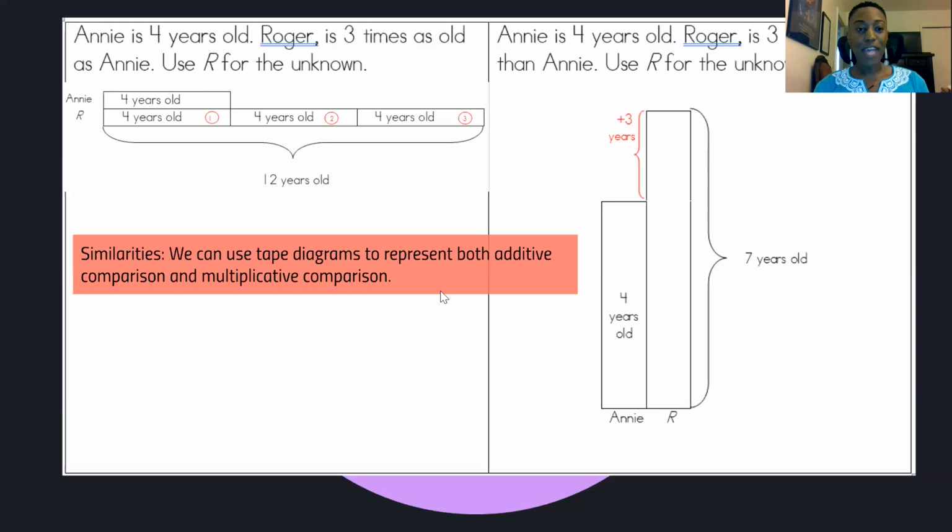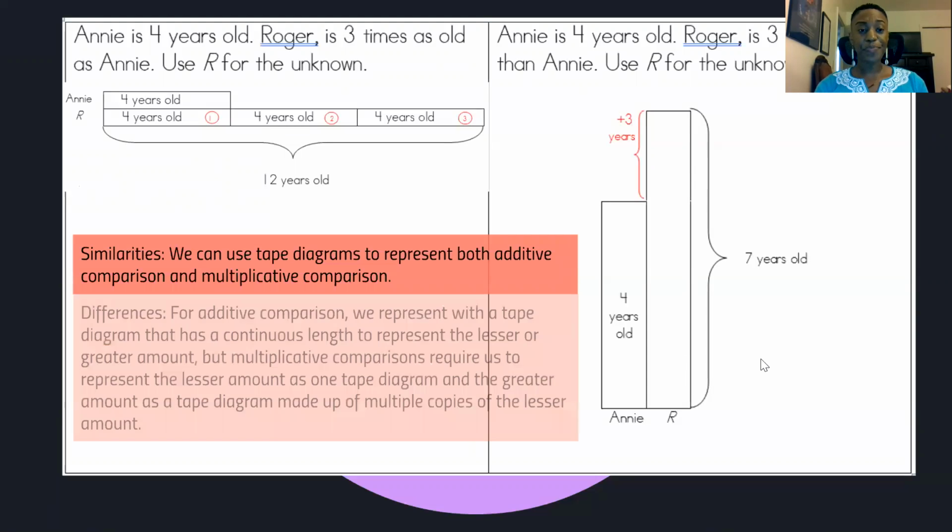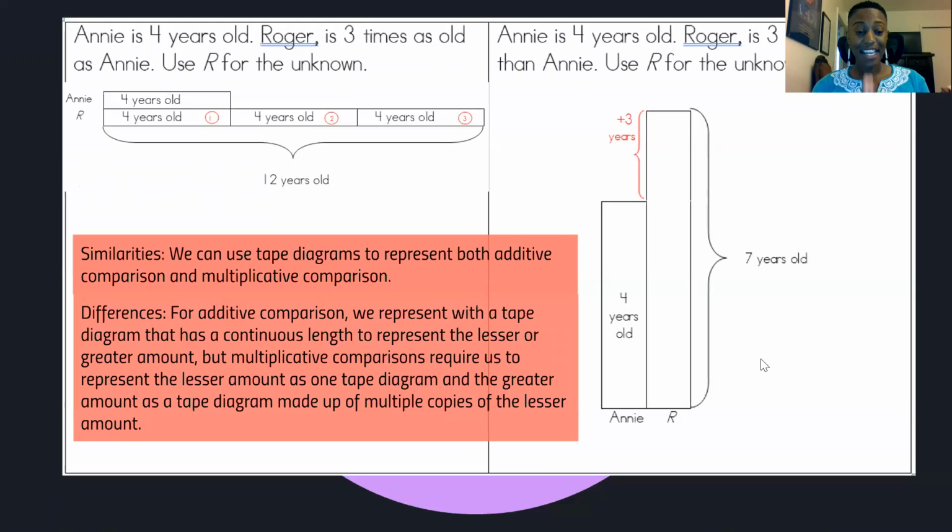Yes, I love how you captured already that we saw that this one included copies. And so those bars are separated to show that copy, versus this bar is all together because it's not a copy. It is completely just representing the greater amount. So let's stamp that difference.